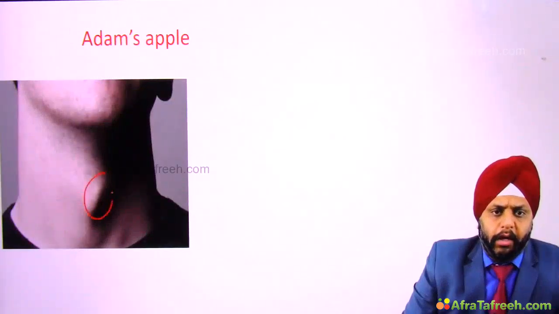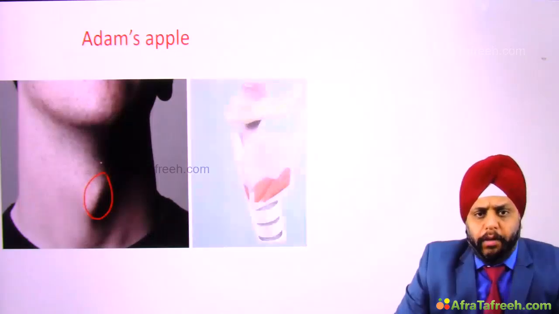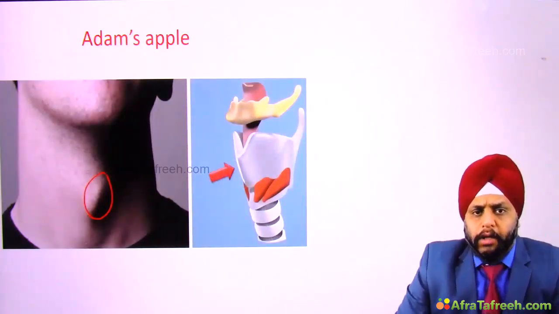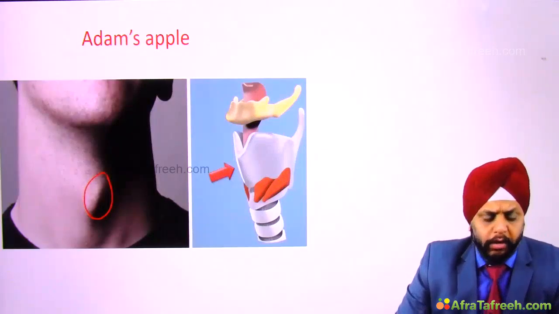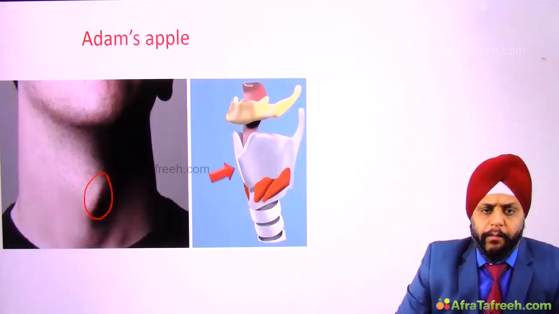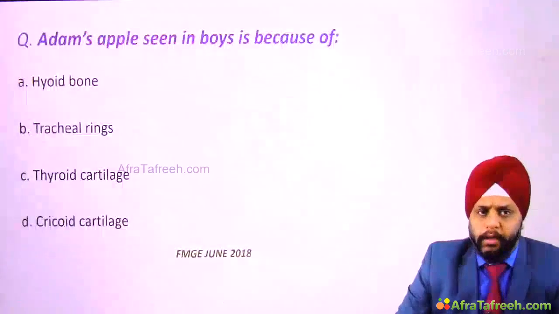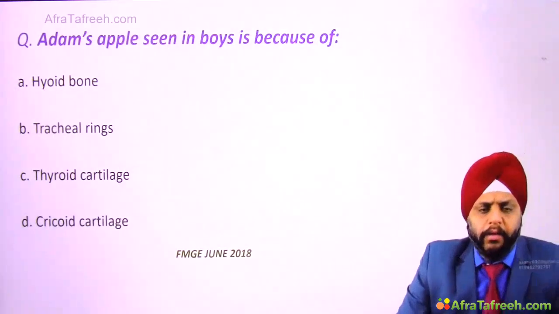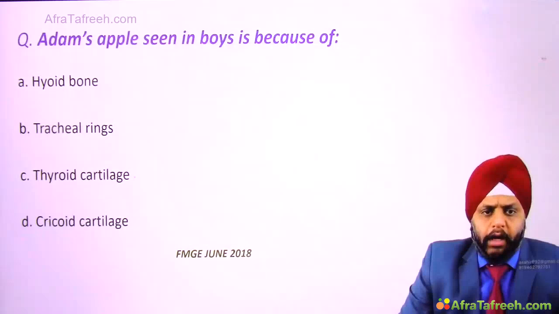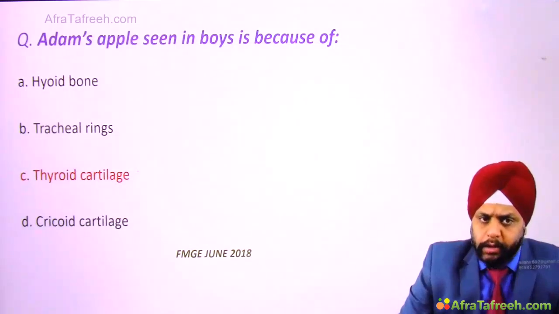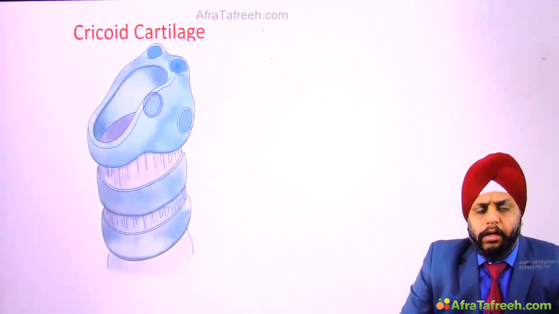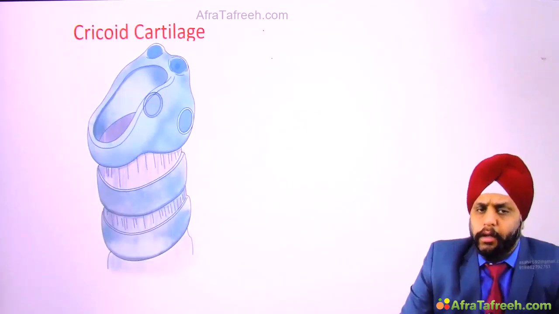So you see over here, the Adam's apple is because of this laryngeal prominence of the thyroid cartilage. Okay, so that gives the appearance of Adam's apple, especially in case of males. And this question has been asked, Adam's apple seen in boys is because of, an answer now we know is thyroid cartilage, right? Okay, let's go ahead and look at the third unpaired cartilage, cricoid cartilage.